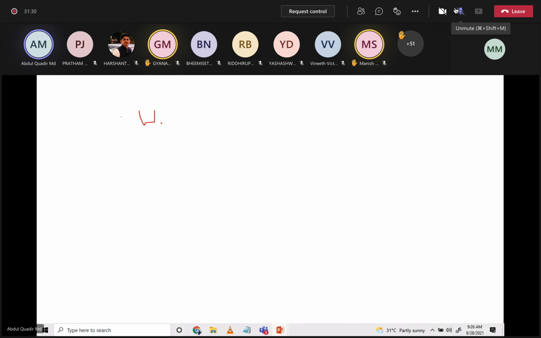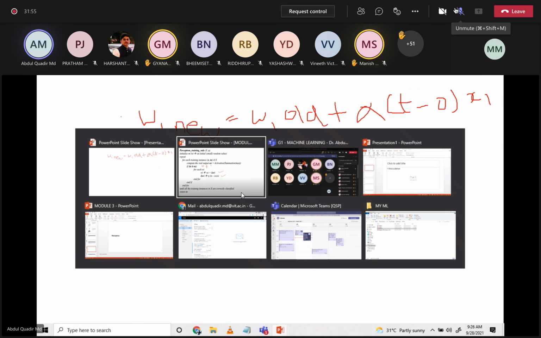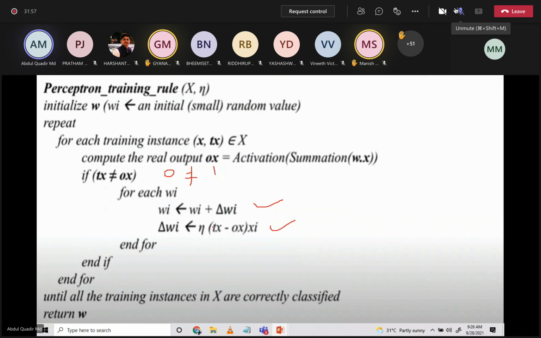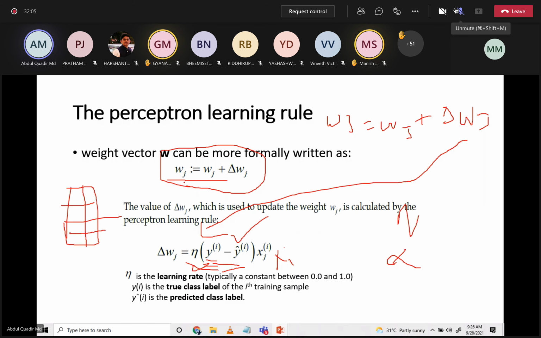I'm going to update the weights W1 and W2. W1 new equal to W1 old plus alpha into T minus output, that is target minus output, into x1. This is a simple formula, students. So this one is the W1 old, and we will calculate this as W1 new.